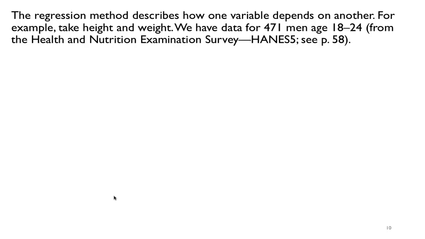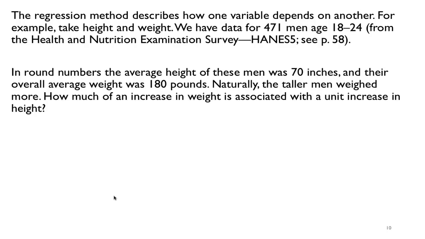Okay, so the regression method describes how one variable depends on another. For example, if we look at height and weight. Let's look at this data set where we have 471 men aged 18 to 24, and the average height of these men was about 70 inches, and their overall average weight was about 180 pounds. And so, of course, naturally the taller men weigh more, and so the question is how much of an increase in weight is associated with a unit increase in height.